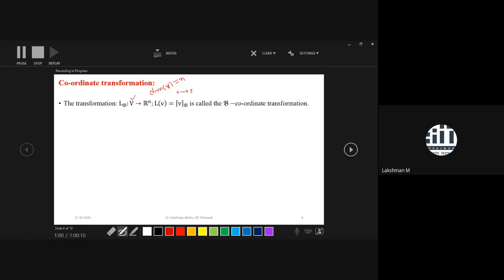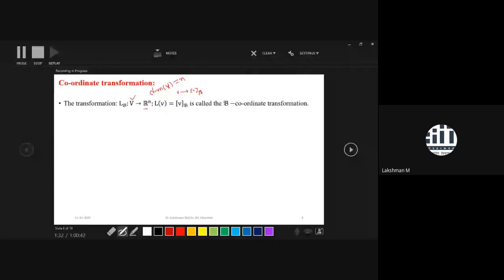This small v is coming from the vector space V, and the coordinate of v is a column vector of dimension n, because V is n-dimensional. So the basis of V will have n elements. That's why the coordinate of any general element v from the vector space V would have n coordinates. That's why we call it the coordinate of v with respect to basis beta.